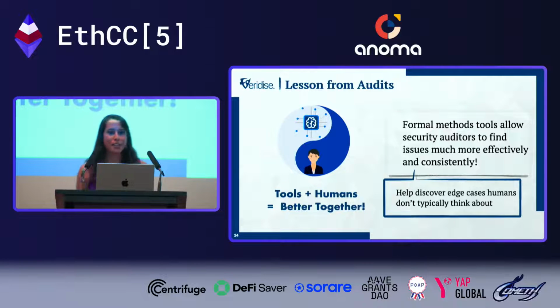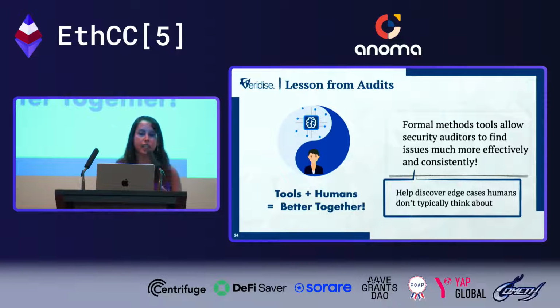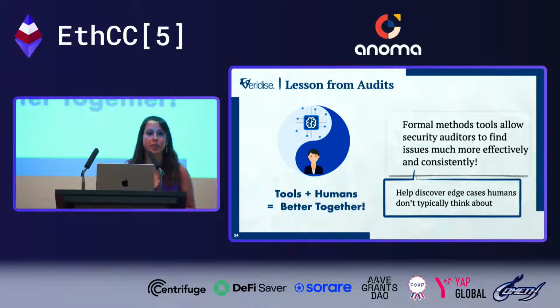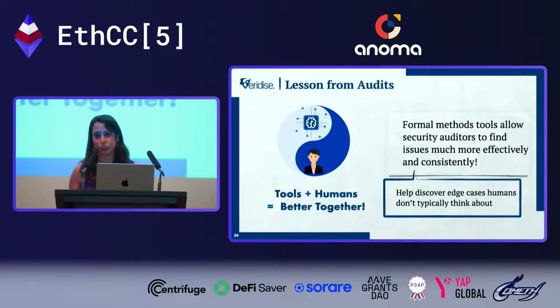So basically, the broader point that I want to make is that tools and humans are much better together, in the sense that formal methods tools can really help security auditors perform their audits much more effectively and much more consistently, because they can help humans realize edge cases that they normally wouldn't think about. So they're a really good way to augment human intelligence.